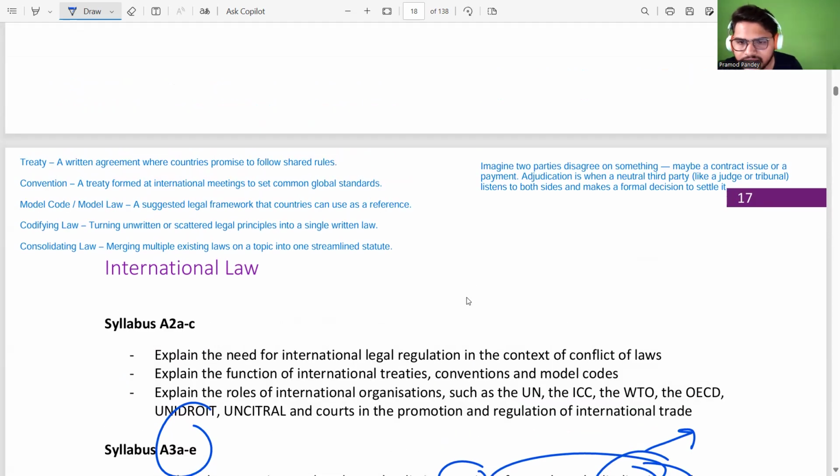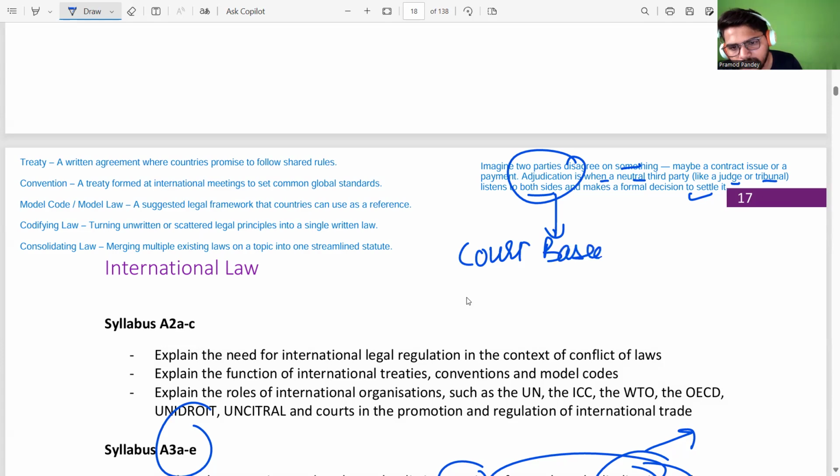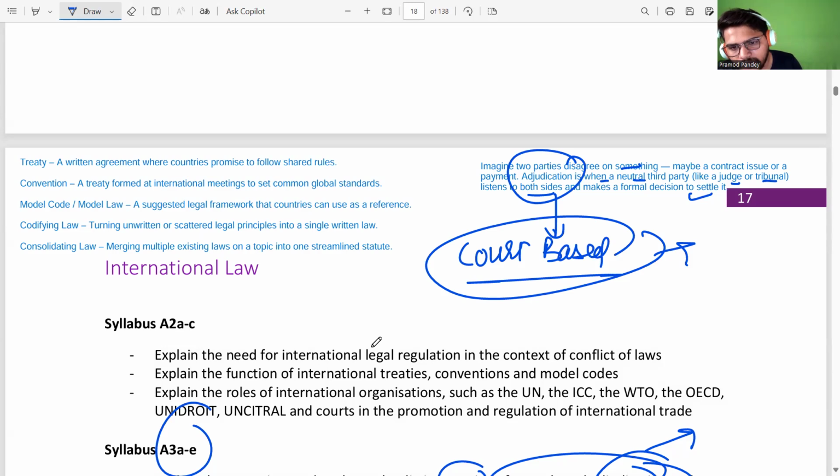So imagine two parties disagree on something. Maybe it is a contract issue or payment. Adjudication is where a neutral third party like a judge or tribunal listens to both sides and makes a formal decision to settle it. This is basically the process of adjudication. So adjudication can be the arbitration one, or it can be the court one. When you say court-based adjudication, it means you are going to the court to get resolved with the issue or the problem that you have.